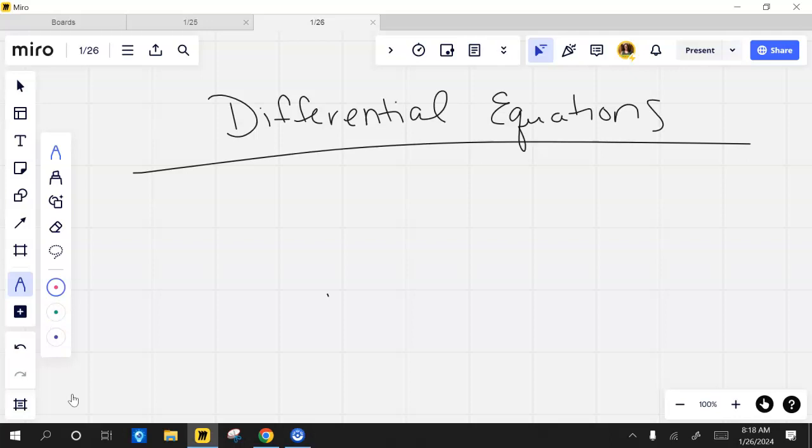All right, differential equation. A differential equation is just an equation that involves derivatives.